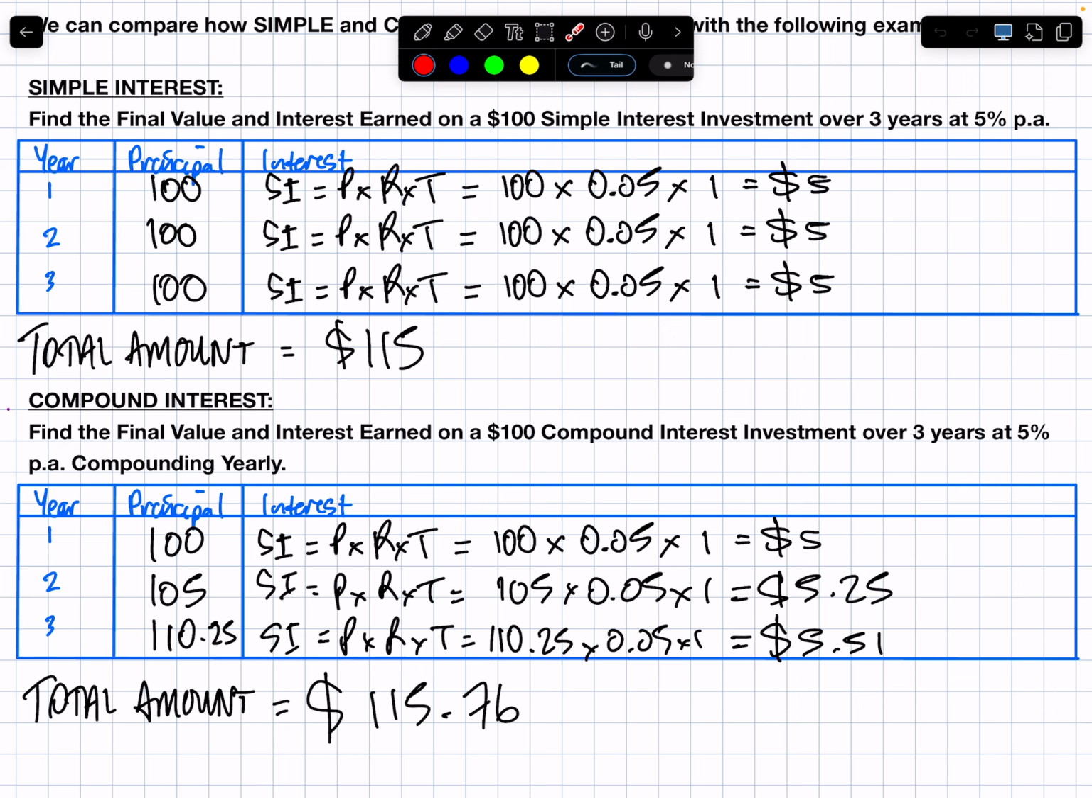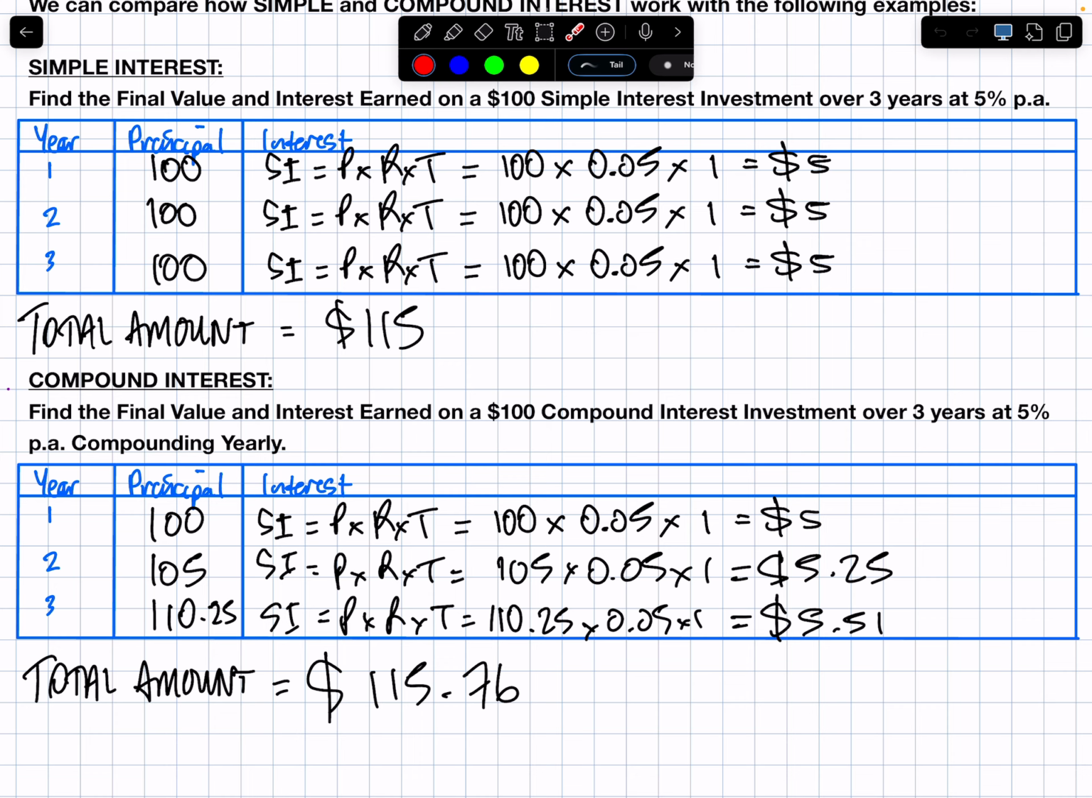That is the only difference between simple and compound interest. This interest that you earned at the end of the first year is added on to the principal. And then at the end of that second year, because it's compounding yearly, it compounds again and gets added on to the next. There is nothing happening with this $5. It's going into your pocket. Whereas here, it's going on to the amount where you're working out the next 5%. Just be aware of that, okay?